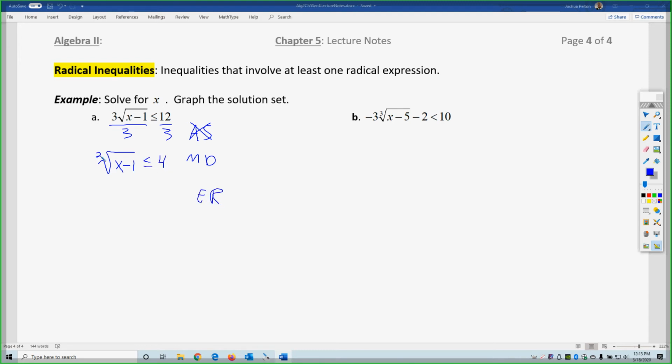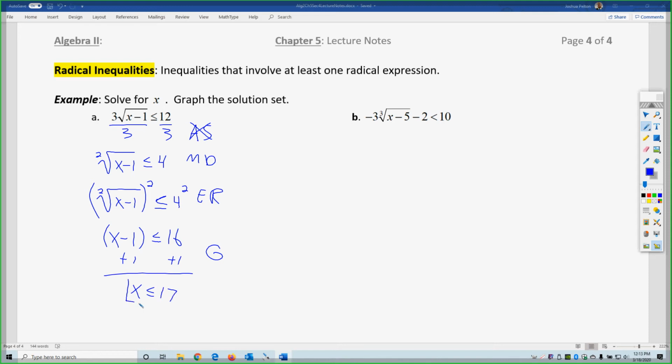Since this is a square root, the inverse is a square. We need to do it to both sides. So x minus 1 is less than or equal to 16, keeping the grouping symbols because by definition the radical is a grouping symbol. So the last step, grouping symbol, add 1, x is less than or equal to 17. But 17 is not the answer. X is less than or equal to 17 is the solution set.